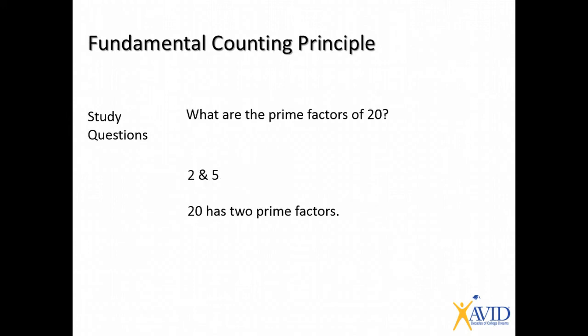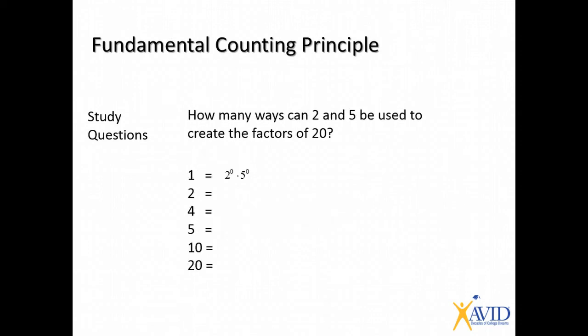Then my next question for the class would be, what are the prime factors of 20? And again, they wouldn't see the answers ahead of time, but the prime factors of 20 are 2 and 5, and we would say 20 has only 2 prime factors. How many ways can 2 and 5 be used to create the factors of 20?